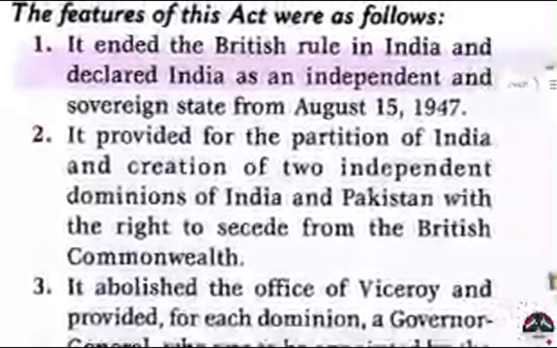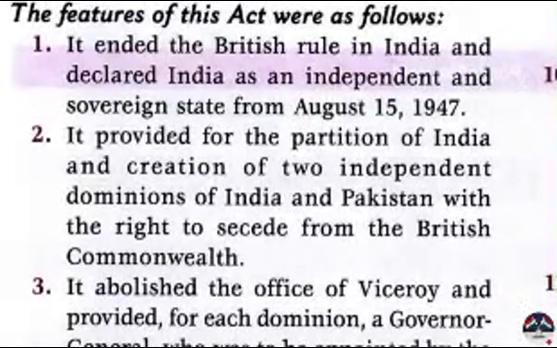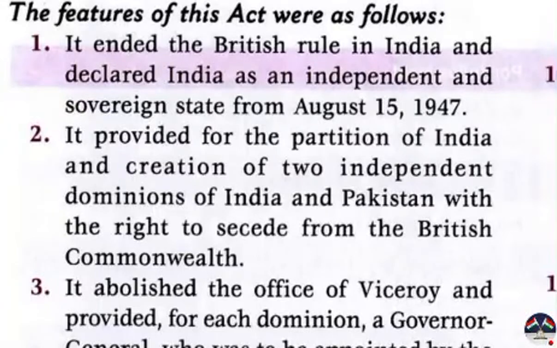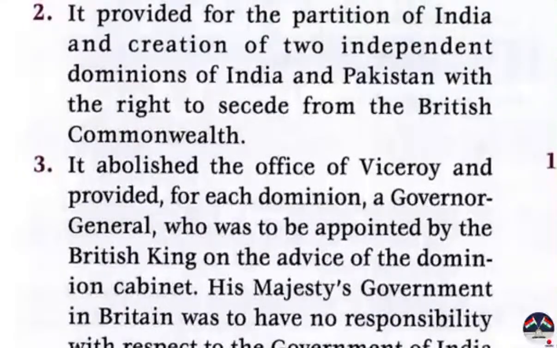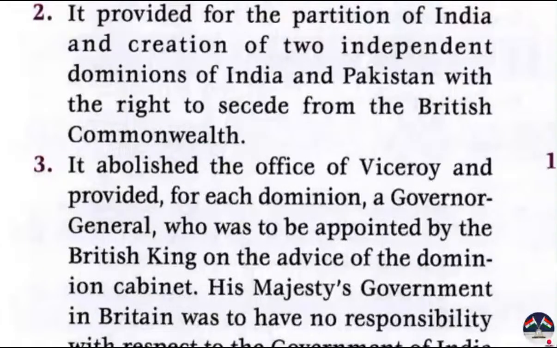First, it ended the British rule in India and declared India an independent and sovereign state from August 15, 1947. And secondly, it provided for the partition of India and creation of two independent dominions of India and Pakistan with the right to secede from the British Commonwealth.